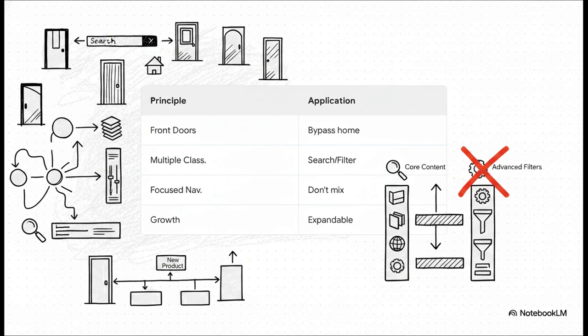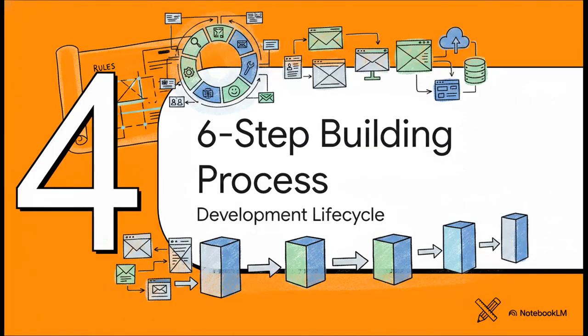We also have multiple classification, which allows users to find things via a global search bar, a filter, or a category menu. As for focus navigation, this is a strict reminder to never mix unrelated things like core content and advanced filters in the exact same sidebar. And finally, growth. This principle mandates a scalable layout that won't just break the second you add new categories next year. So, knowing all those rules, how do we actually build the thing?